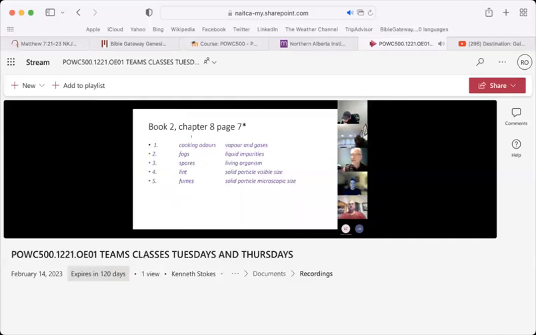So here's the chart on book 2, chapter 8, page 7. Make sure you're familiar with it.